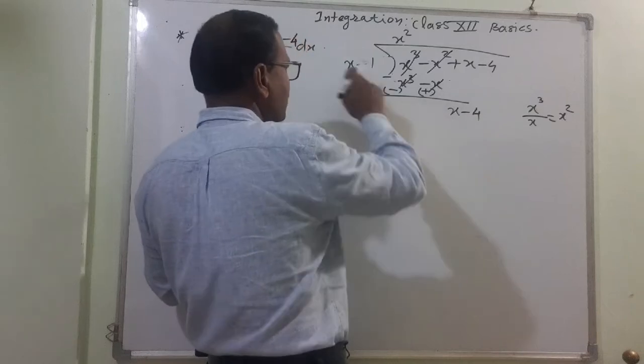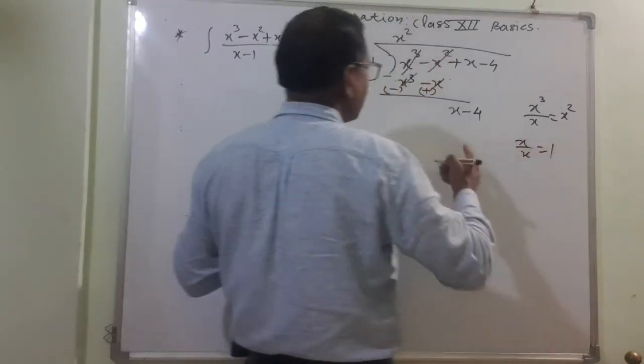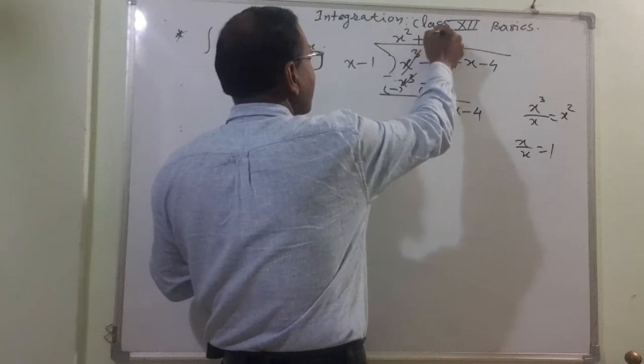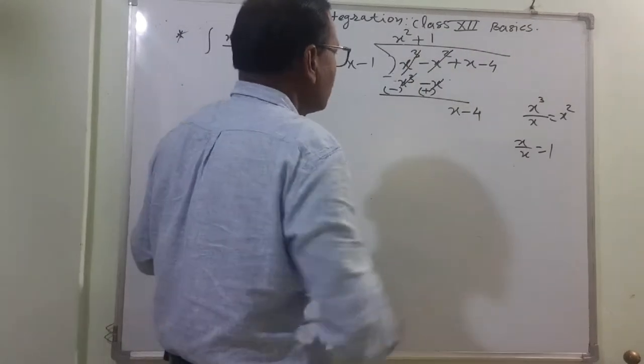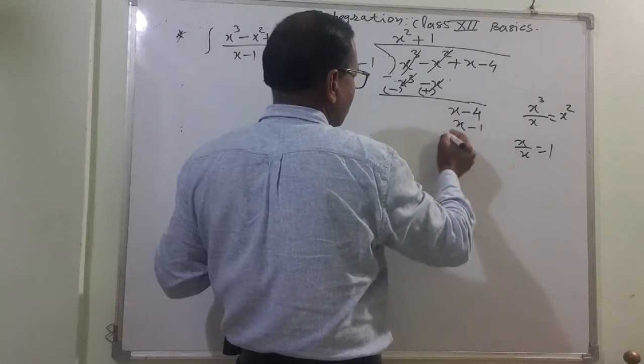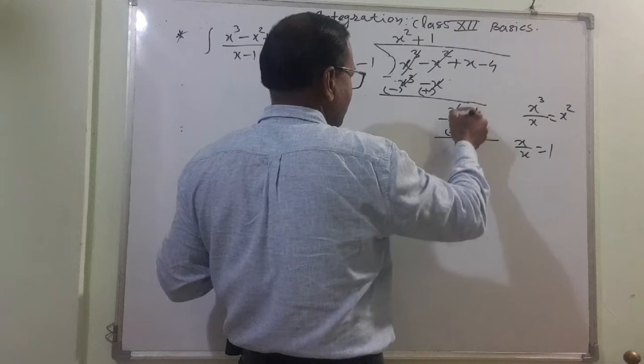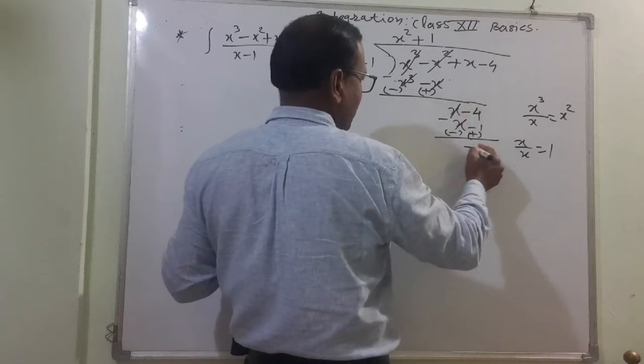Now take this first and take this first, x upon x is equal to 1, so plus 1 is the next division. Now multiply by this, so the multiplication will be x minus 1. Change the signs, minus, this will be plus, and this gets cancelled and the remainder is minus 3.